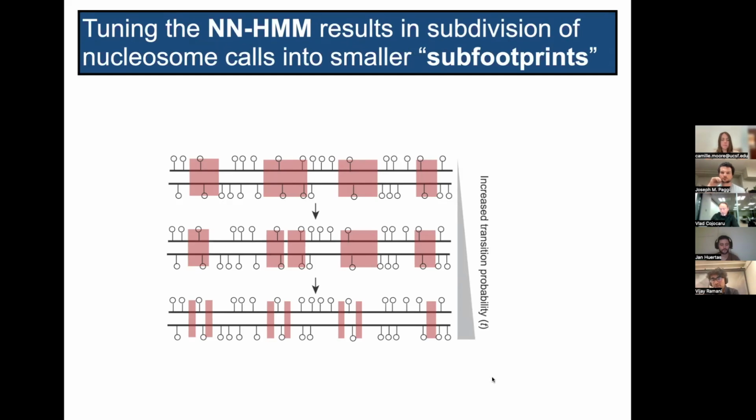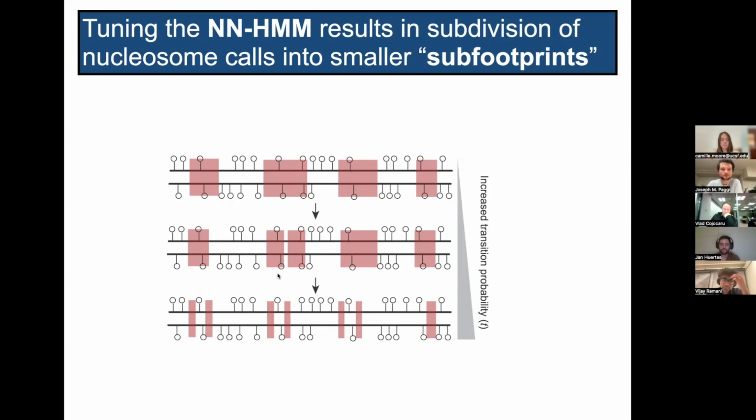So by increasing this transition probability, he could force the model to effectively toggle more frequently between the accessible and inaccessible states. The interpretation of this, right, is taking the footprints that we've called and breaking them up into smaller, what I'll call for the rest of the talk sub footprints. We're taking the same single molecule, we're Viterbi decoding that same single molecule 3 different times. We're only changing the transition probability in the HMM and thus breaking up these calls into smaller and smaller calls.